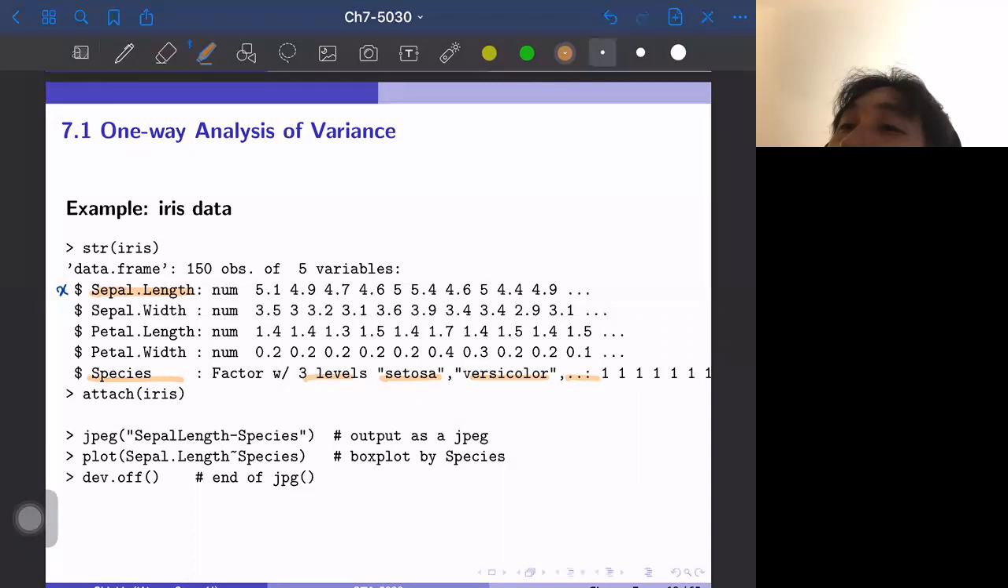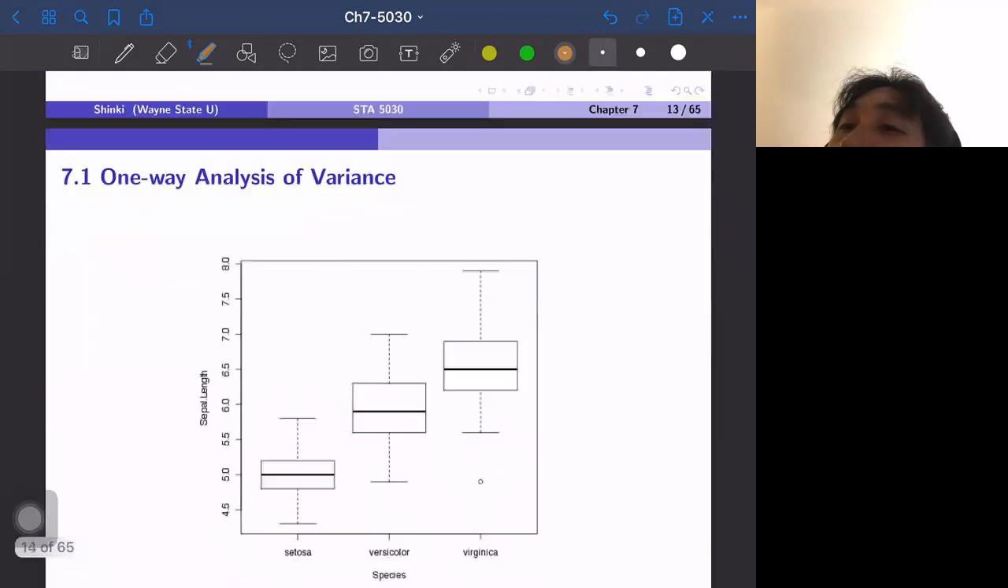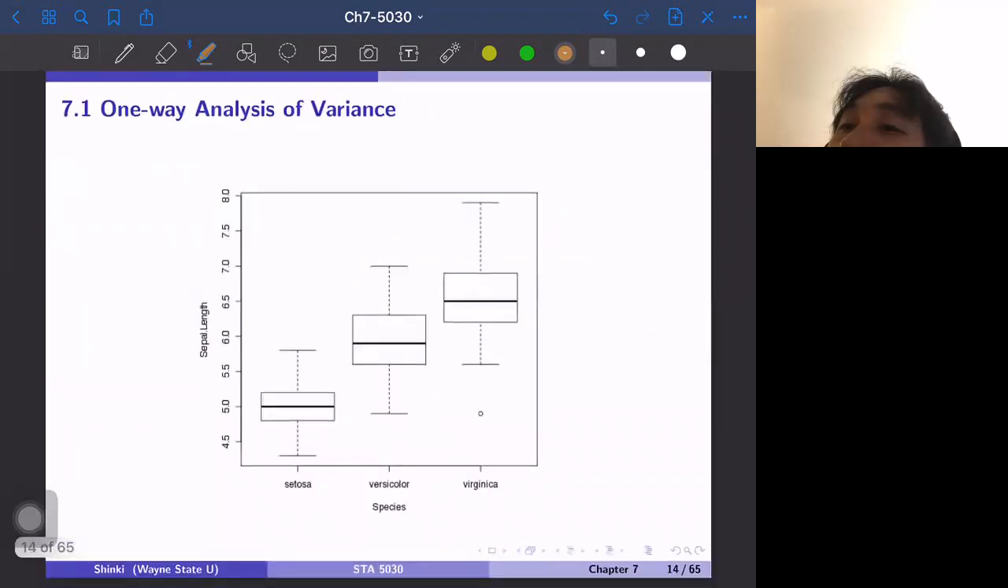So at first, think about the box plot. We plot sepal lengths by species. Then that makes this graph. So setosa, versicolor, and virginica, and this is sepal length. You can see the obvious difference between these 3 groups. The box represents the center 50% of the data, and the whiskers represent maybe 1.5 times the height of the box.